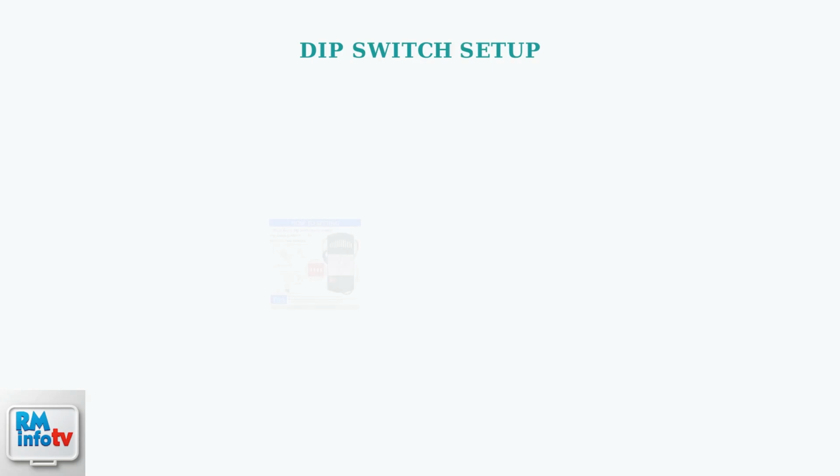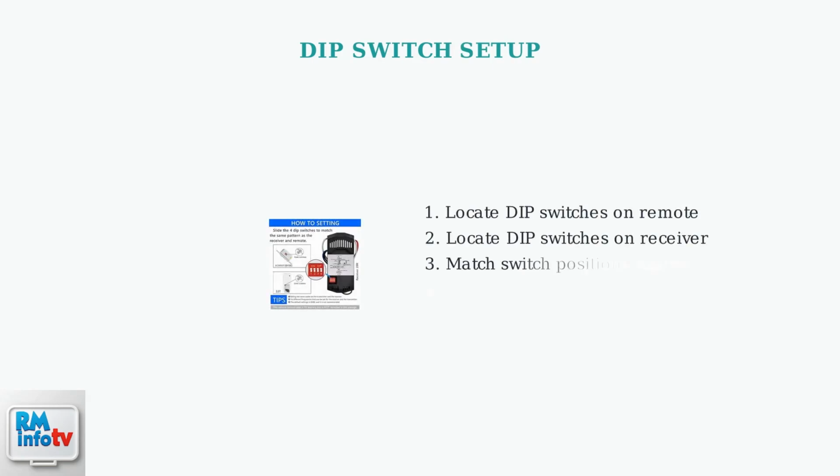If your model has dip switches, you need to configure them properly. Locate the dip switches on both the remote control and the receiver unit. Use a small screwdriver to match the switch positions on both devices. Avoid setting all switches to the up position, as this is the factory default and may cause interference.